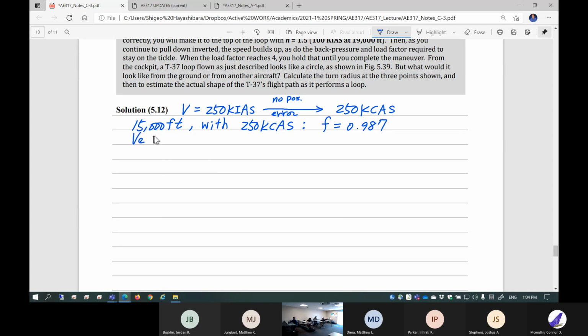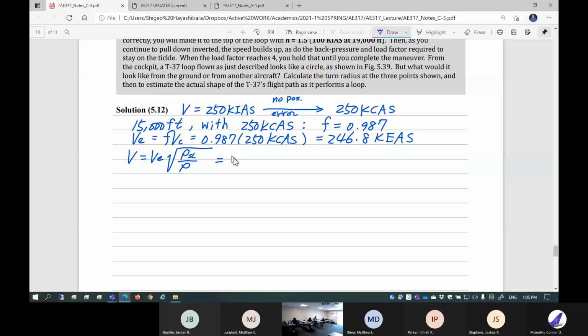Therefore, what is the equivalent airspeed? The equivalent airspeed is F times calibrated airspeed. Calibrated airspeed 250, so 0.987 times 250 KCAS is 246.8 KEAS, knots equivalent airspeed. Then the true airspeed: equivalent times the ratio of density at sea level over the density at 15,000 feet. Let's assume today is a standard day. 240.